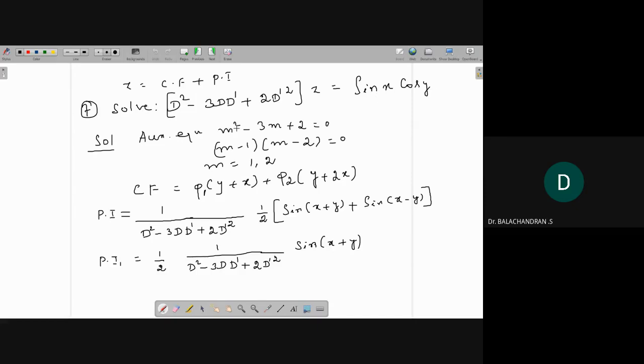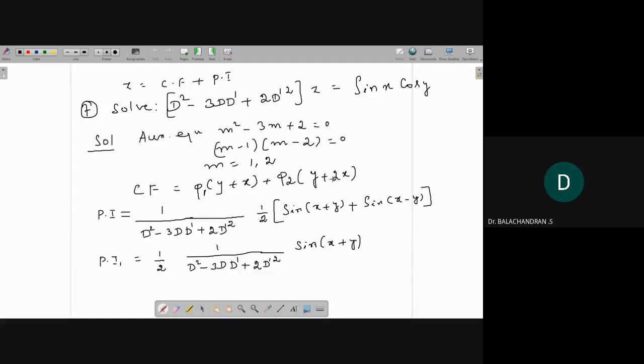So the auxiliary equation is m square minus 3m plus 2 equal to 0. So you should replace d by m and d dash by 1. If you factorize this, you will get m minus 1 into m minus 2 equal to 0. So the roots are 1 and 2. Here it is a distinct root, and hence the complementary function is phi 1 of y plus x plus phi 2 of y plus 2x.